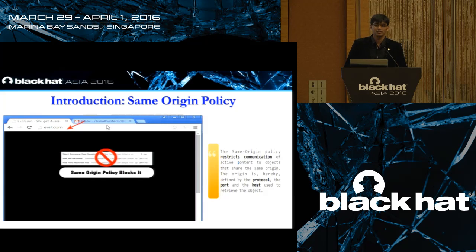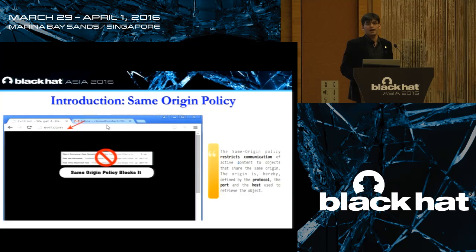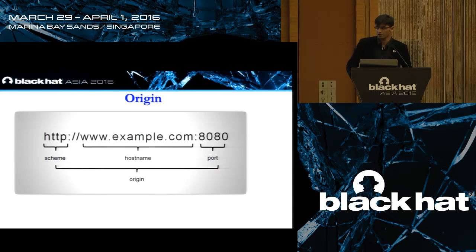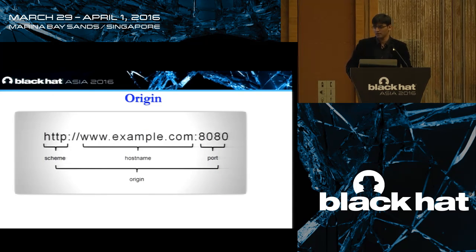So what exactly is a same origin policy in more technical terms? A same origin policy is basically a set of different policies which prevent JavaScript on one origin from being able to access properties and retrieve content on another origin. And what exactly is an origin? Origin is a combination of scheme, that is HTTP, host name, and port number. So if any one of them mismatches, it would result in a SOP exception.